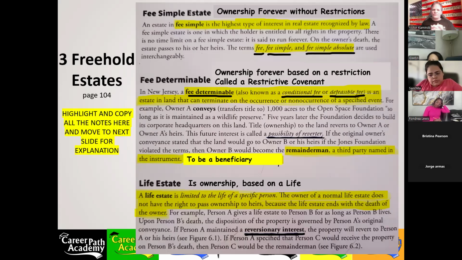Okay. But when would I use these? Would I write it on a paper for someone? You wouldn't do anything. This is legal stuff. An attorney would do this. Oh, okay. And why do we need to know about it?